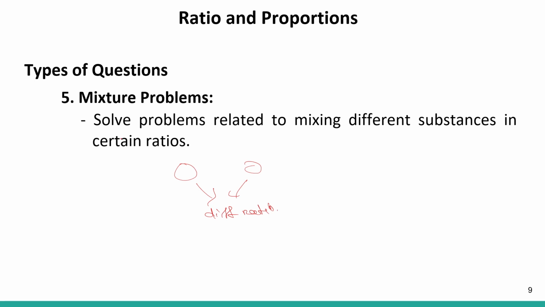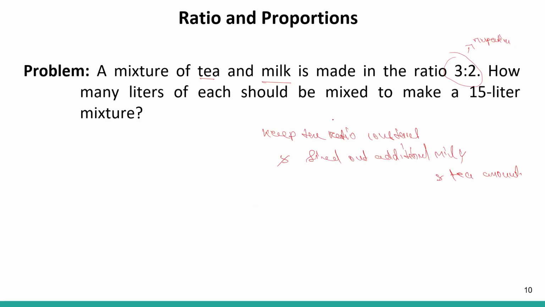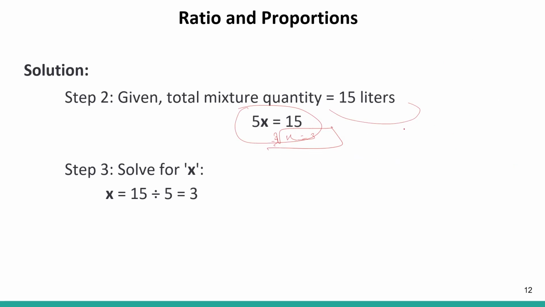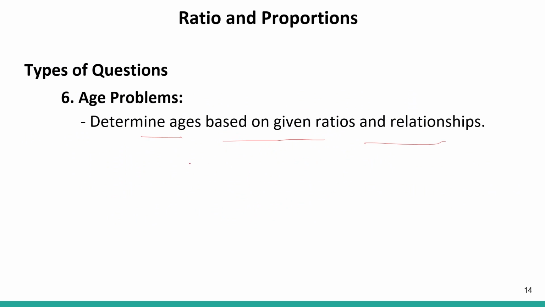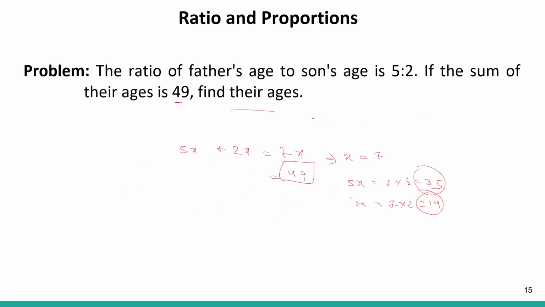Mixture problems were nothing but solving problems related to mixing different substances in certain ratios. For example, tea and milk where the ratio remained constant. What we wanted to calculate was, if we want to make a mixture of 50 liters, then how much more milk do you need and how much more tea do you need. Then we saw age problems, that is determining ages based on given ratios and relationships. Given that the ratio of father's age to son's age is 5:2, if the sum of their ages is 49, then find their ages.